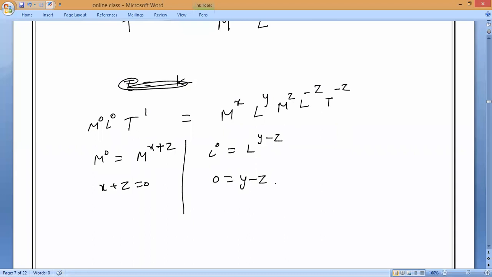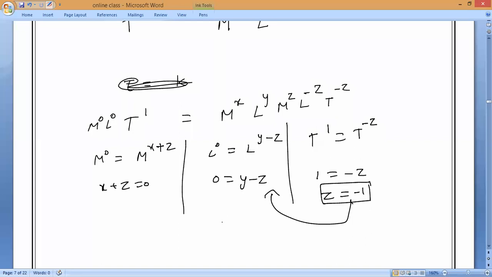Next, the last one, check it. T power 1 is equal to T power minus z, so 1 is equal to minus z. The z value is minus 1. Now bring that value and substitute here to get the y value. So 0 is equal to y minus of minus 1, which is y plus 1, so y is equal to minus 1.